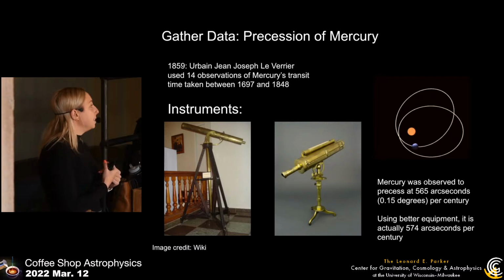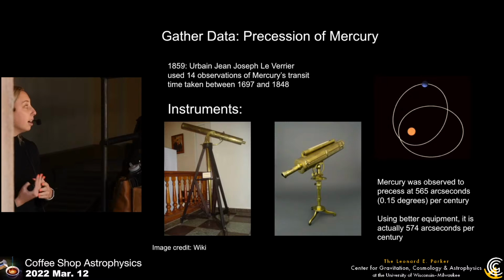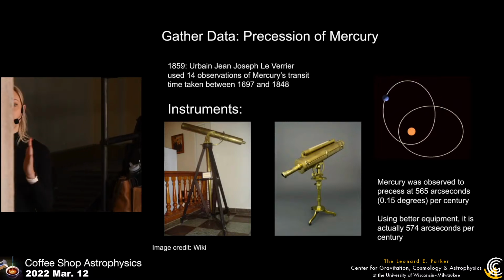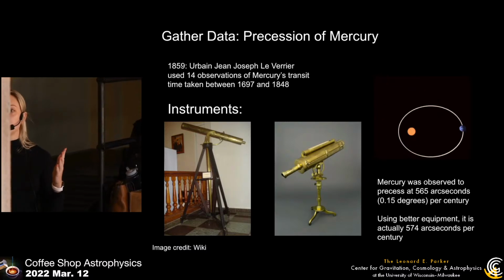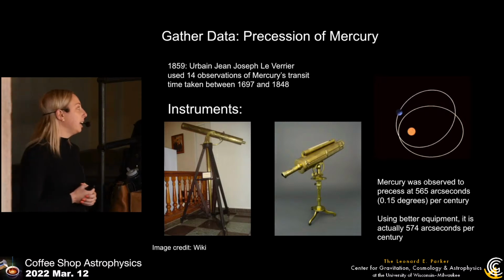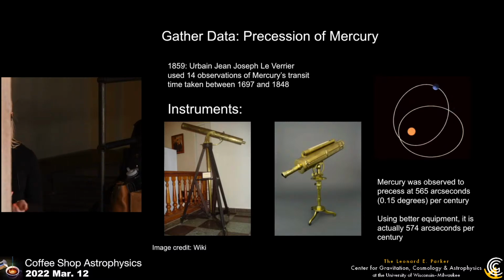And when they gathered the data, they found that Mercury was observed to precess at 565 arcseconds per century. So arcseconds is a unit that we use for angles in astronomy and astrophysics. Because the angles we're looking at are so small, if we use degrees, we would have to have a lot of decimal places to see differences. So we use this unit of arcseconds. And today they've observed Mercury a lot, and it's actually closer to 574 arcseconds per century.